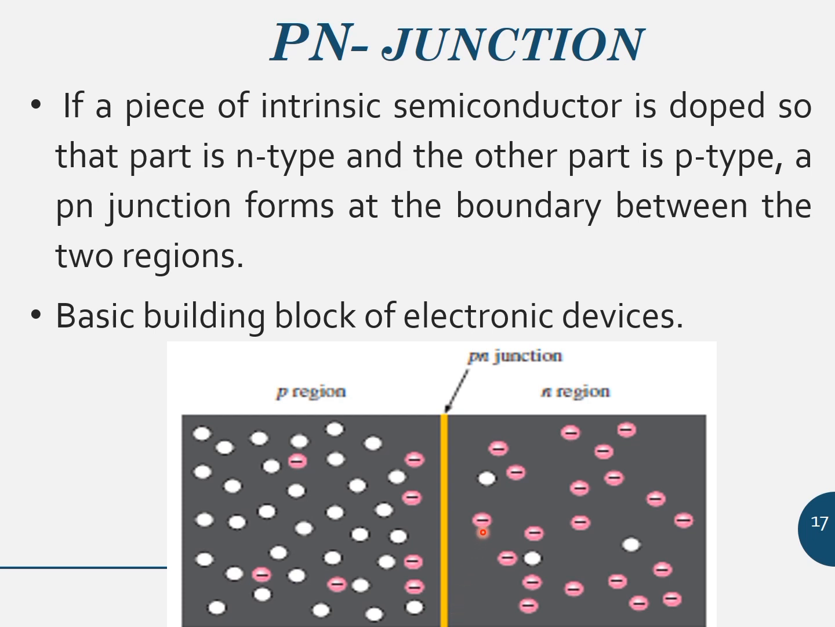These free electrons in the n region near this p-n junction begin to diffuse across the junction and fall into the holes near the p-n junction in p region.